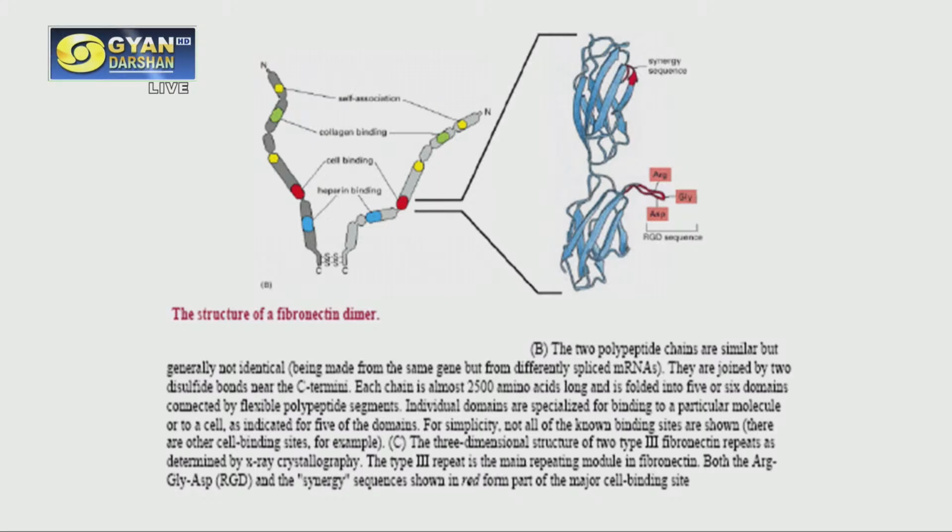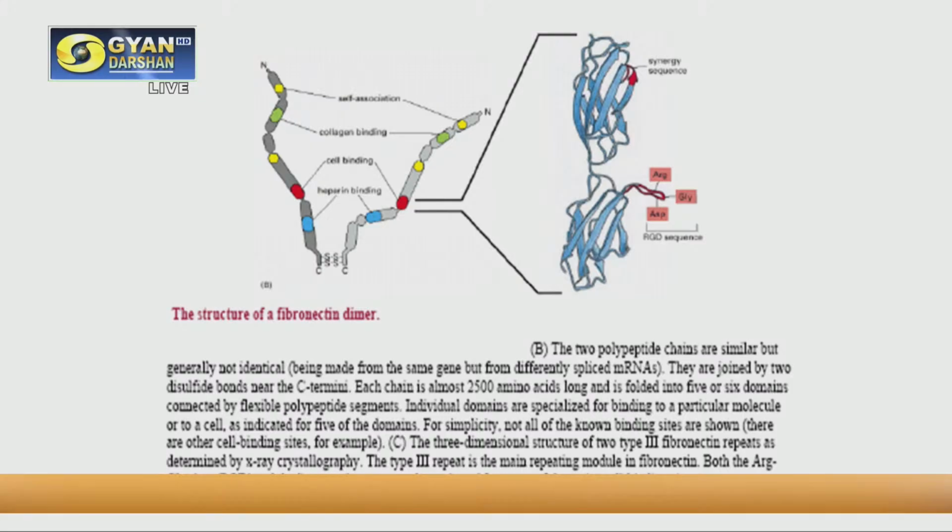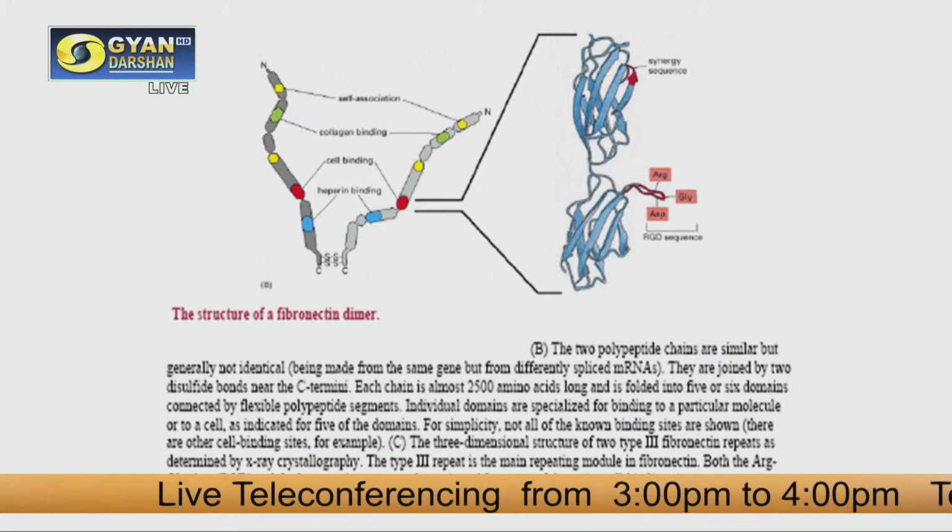And the fibronectin structure has several domains. It is a multi-domain protein, and each of these domains has a different function. Like there is a self-association domain, there is a collagen binding domain, there is a cell binding domain, there is a heparin binding domain. So it's a multi-domain protein, each domain having a unique function, and the monomers are joined at the carboxyl terminal end through disulfide bridge. So these are the characteristic features.